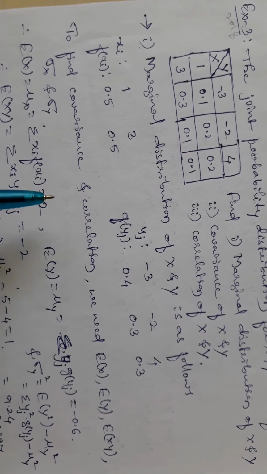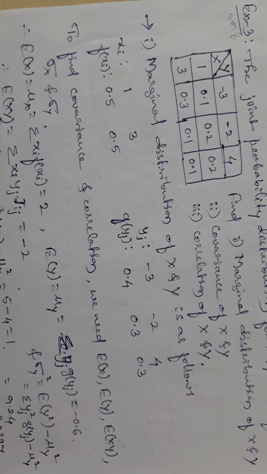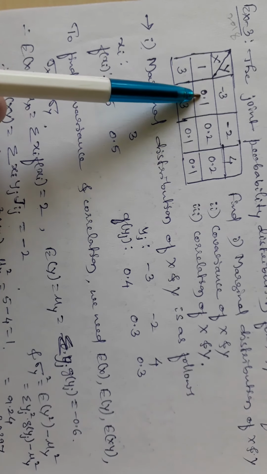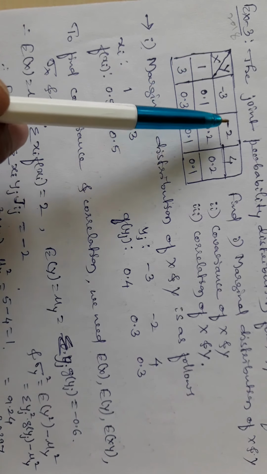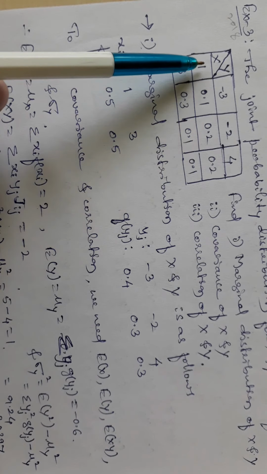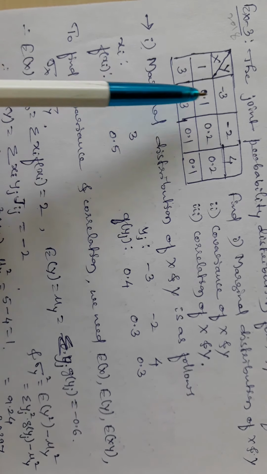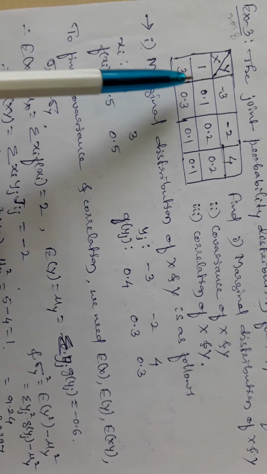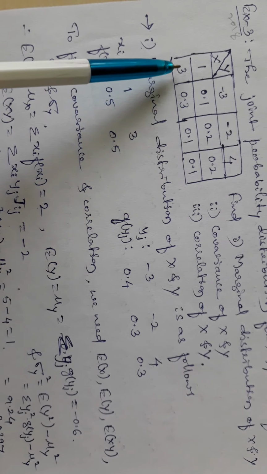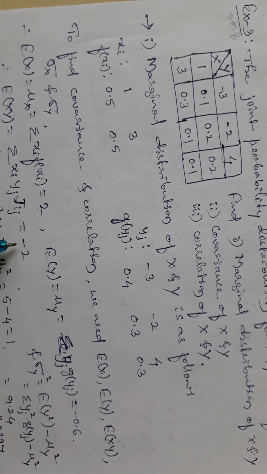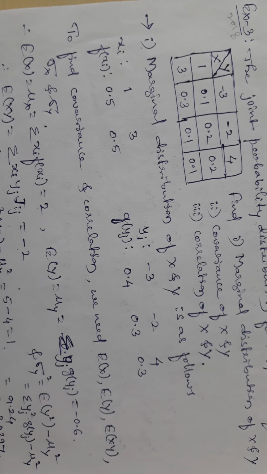Now we need to find the expectation of xy, that is the sum of xi, yj and fij. From the previous examples, take x, y and its fij value, plus x, y and its fij value, plus x, y and its fij value, and so on for all the entries. By adding all these values, we get minus 2.